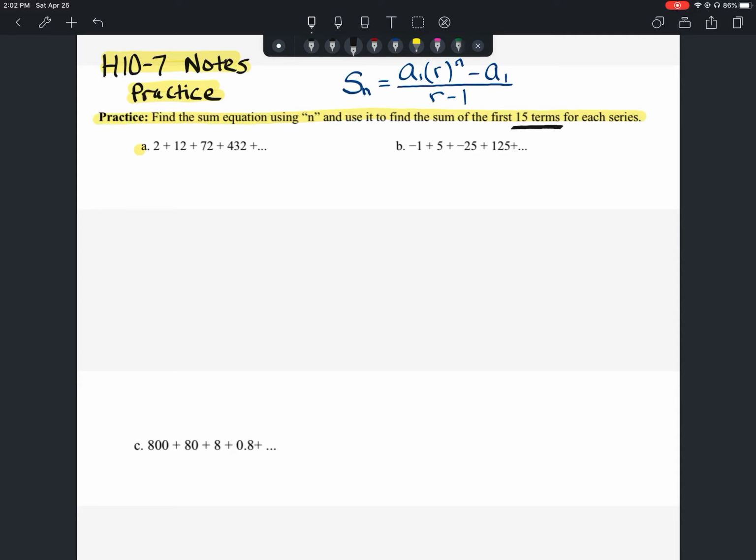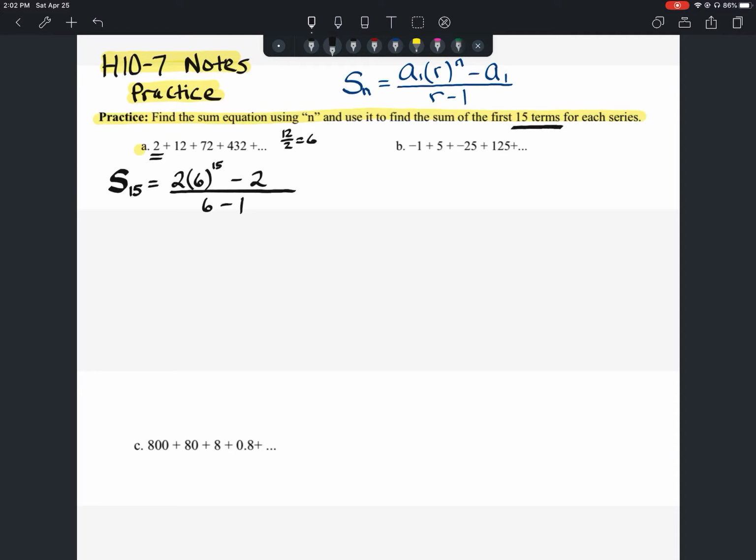So if I wanted to find the sum equation, we're going to find the sum of the first 15 terms. We're going to use that formula, and I rewrote the formula up here for you in case you need to look at it. But remember, it's the first term, 2, times our multiplier. Our multiplier looks like it's going to be, if I take 12 and divide it by 2, 6. So 2 times 6 to the 15th power minus the first term again, which would be 2, all over r minus 1. Well, that would be like saying 6 minus 1.